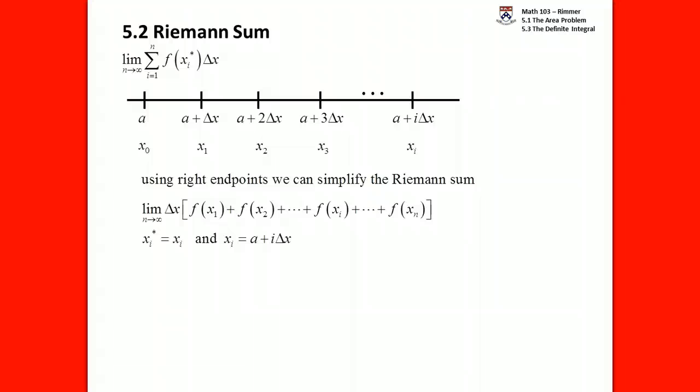xi is, as above, a plus i delta x. That's the one that I go and evaluate the function at. Delta x is b minus a over n. So if I take a plus i delta x, that's where I have to plug into the function. That's going to be my xi star, a plus i delta x. And then that's multiplied by delta x.